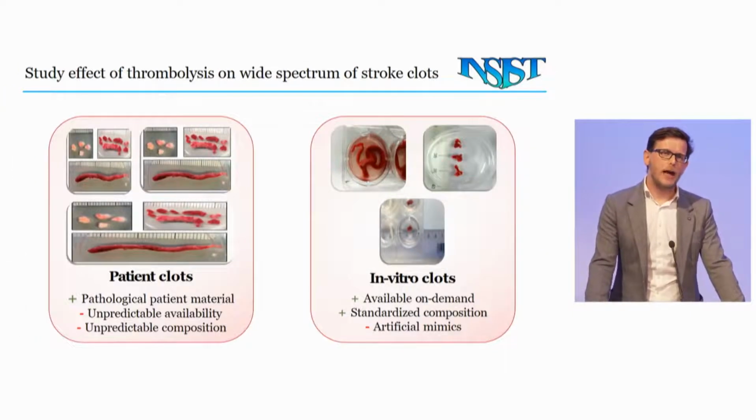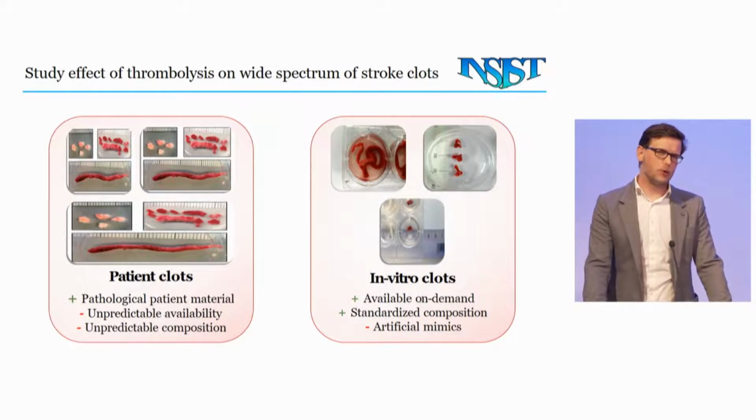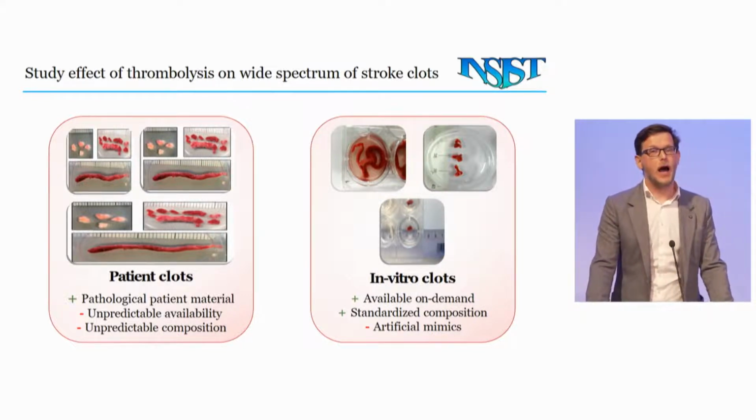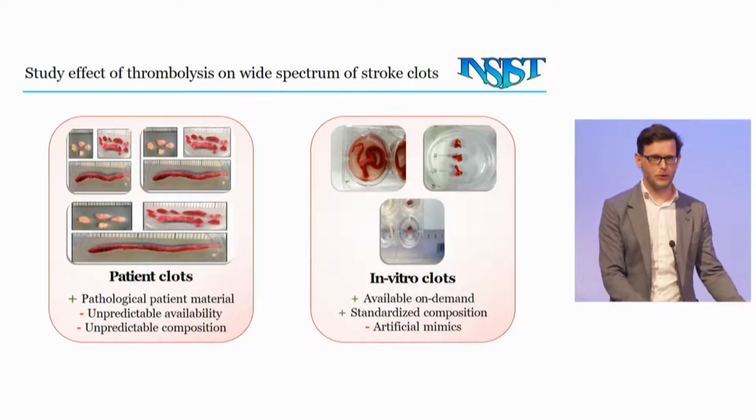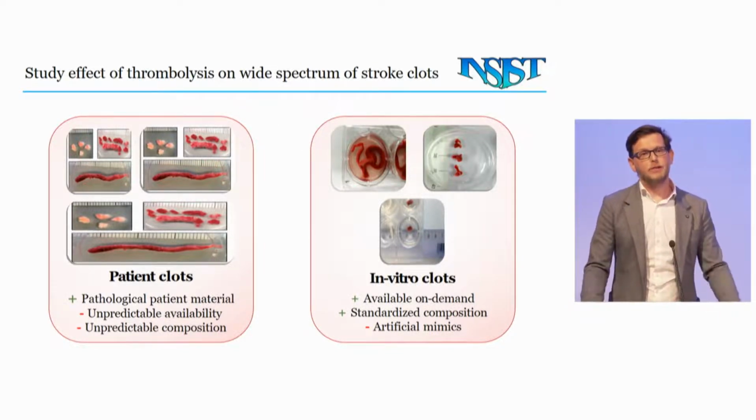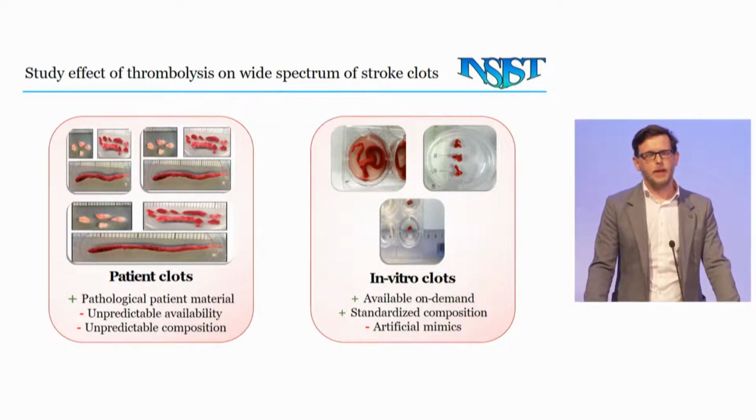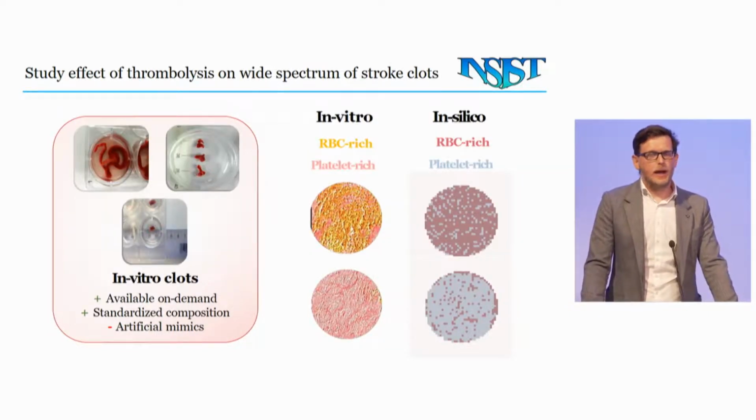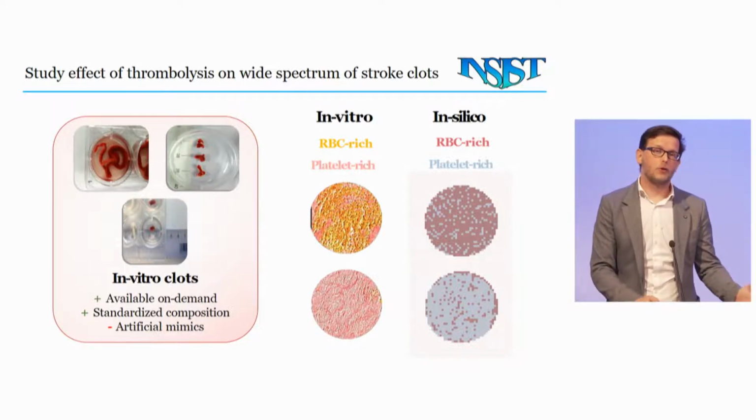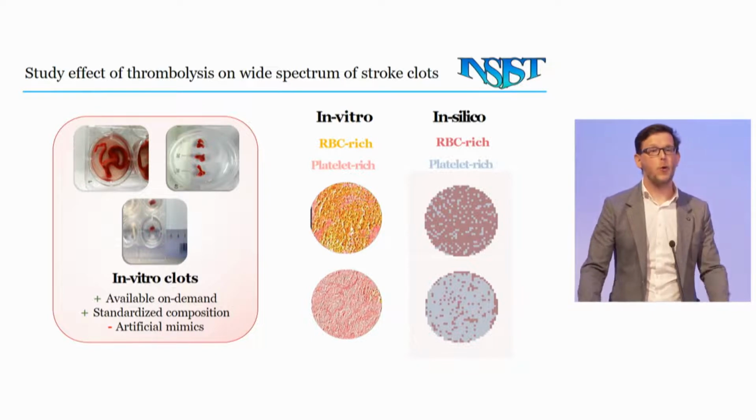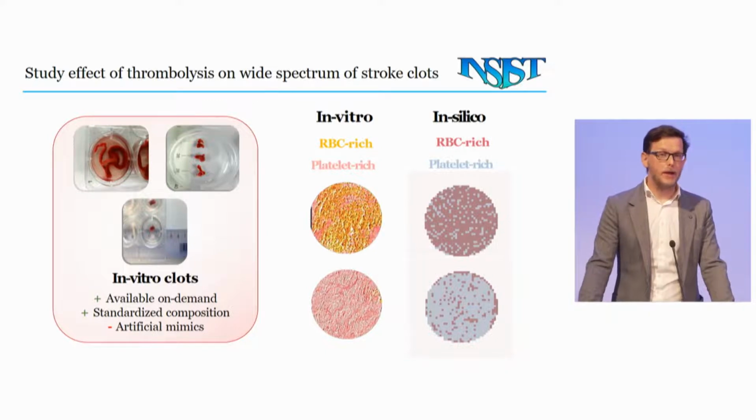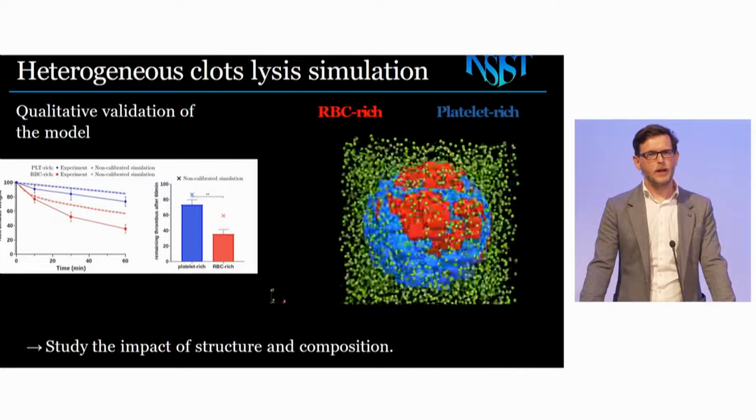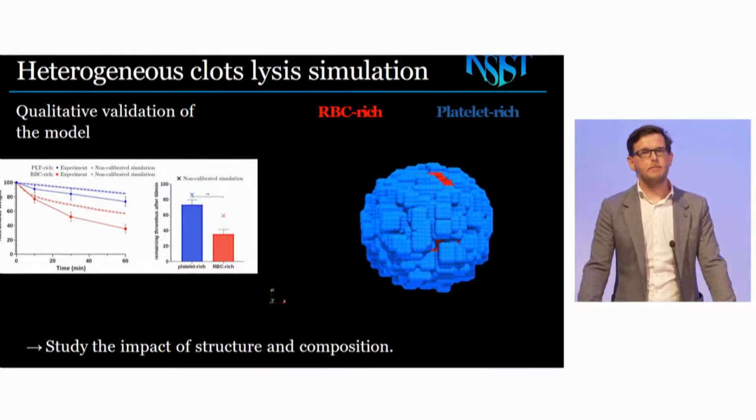And so the goal in the lab is to study these different types of clots on thrombolysis and see how TPA can lyse these blood clots. And we can do that on the patient clots themselves or use in vitro made clots in the lab. And when we make these clots in the lab, we can make these platelet-rich clots or make these red blood cell-rich clots. And the goal is to also model these clots via numerical simulations to mimic the experiments. And this shows how the modeling can mimic the experiments.